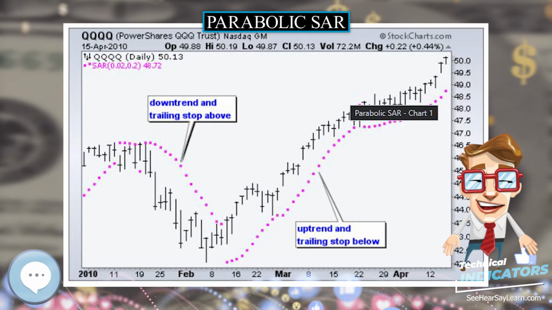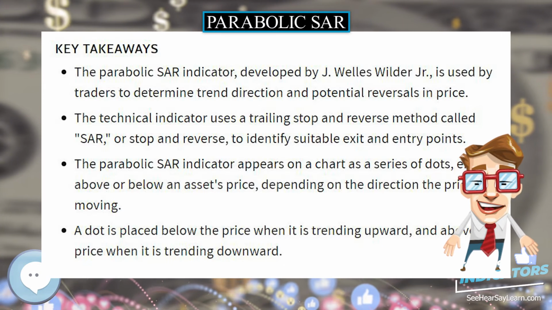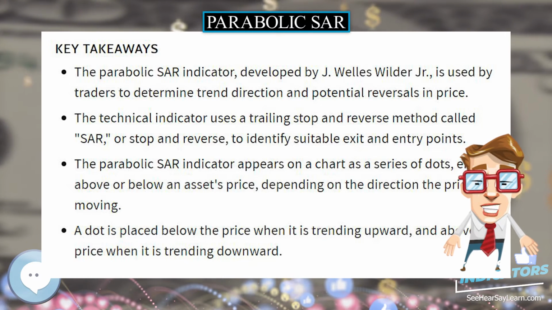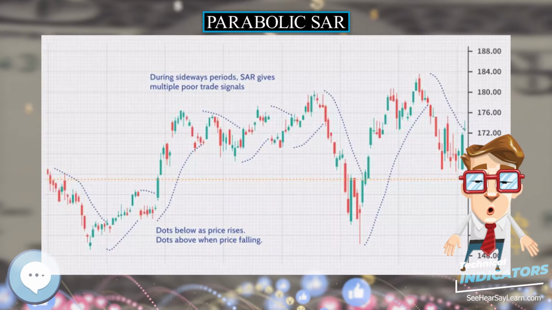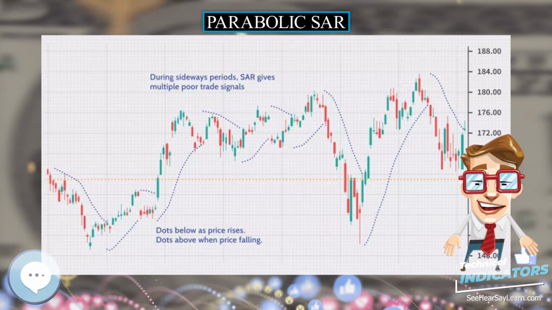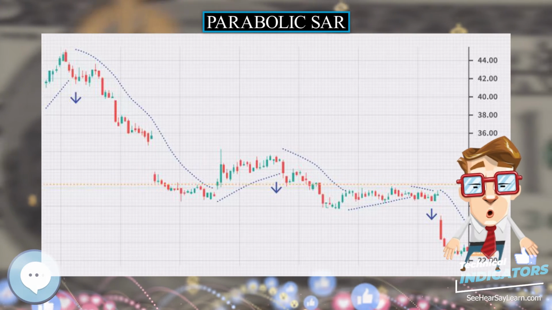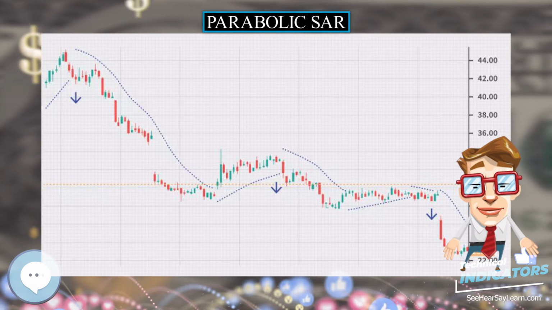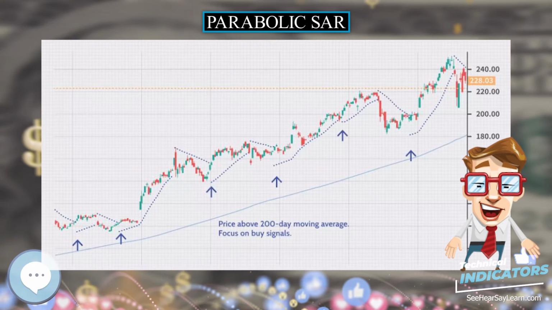EP, the extreme point, is a record kept during each trend that represents the highest value reached by the price during the current uptrend, or lowest value during a downtrend. During each period, if a new maximum, or minimum, is observed, the EP is updated with that value.